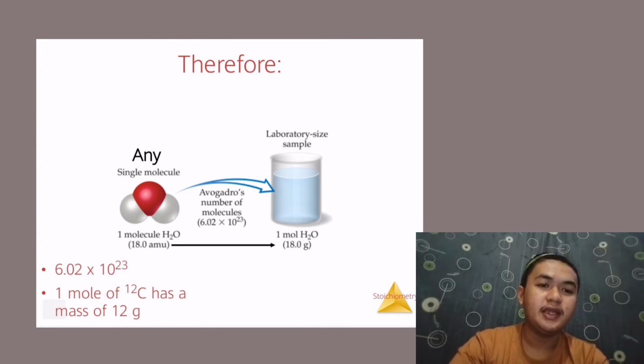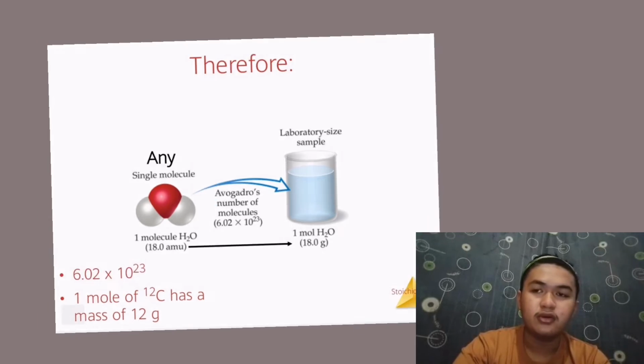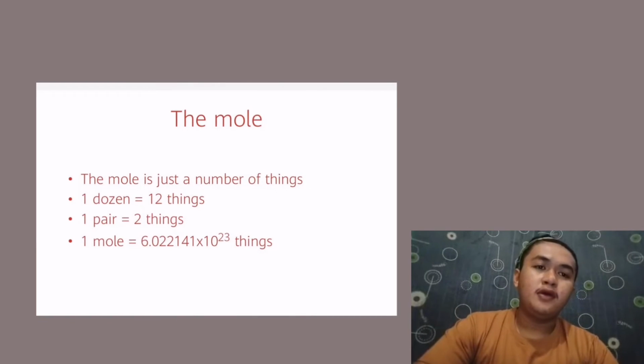Therefore, for any single molecule, for example one molecule of water, Avogadro's number of molecules, 6.02 times 10 to the 23rd, for a laboratory-size sample, 1 mole, so 18.0 grams. The mole is just a number of things. 1 dozen equals 12 things. 1 pair equals 2 things. 1 mole equals 6.02 times 10 to the 23rd things.